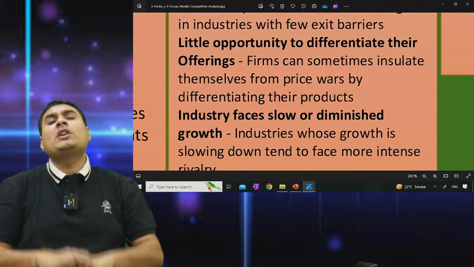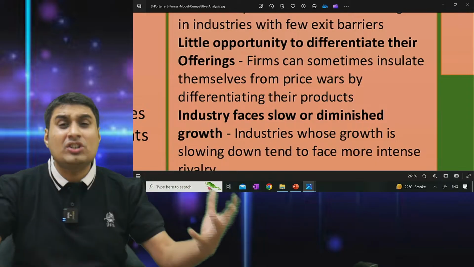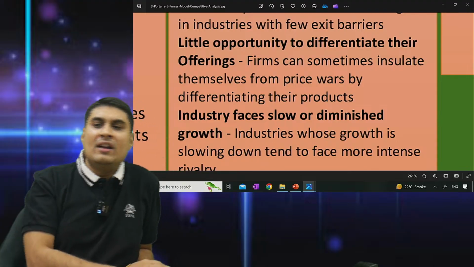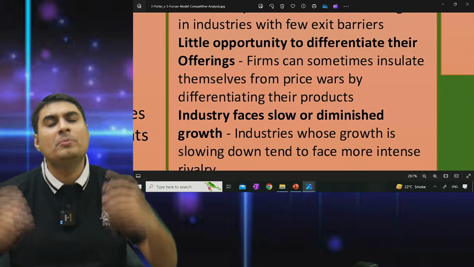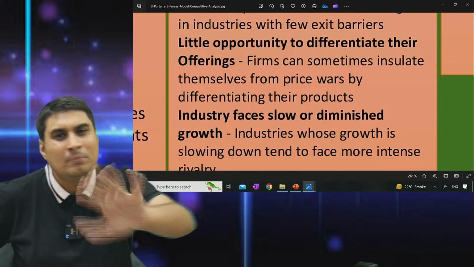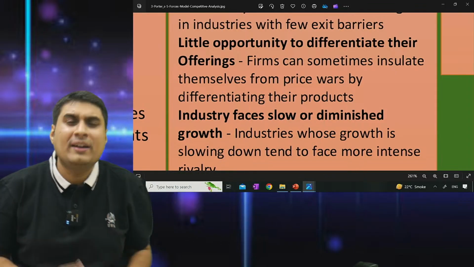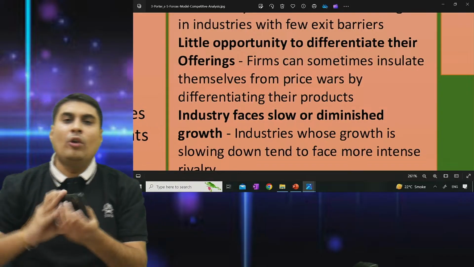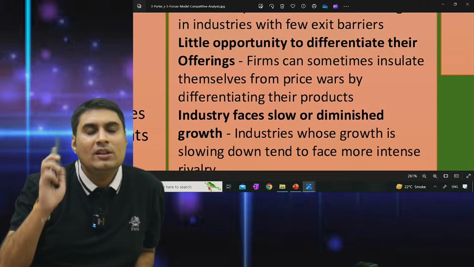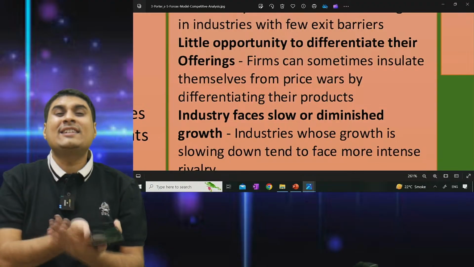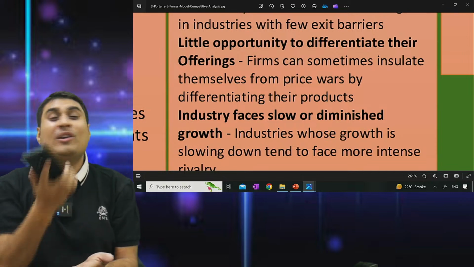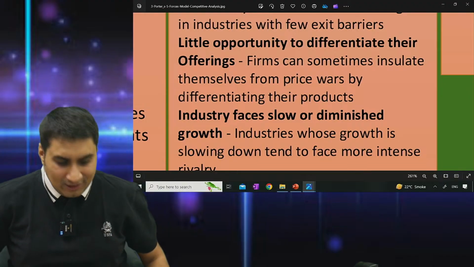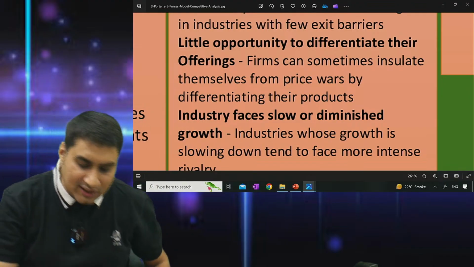Last, little opportunity to differentiate the product. If you cannot differentiate the product, rivalry will always be more. What is differentiate? Make your product different. But if you have a business of petrol, how will you make it different? Ours is more black petrol? No. How can you differentiate in the telecom industry? Can you say in our phone the voice is prettier, like a girl's? No. All phone voice is the same, internet is the same, SMS is the same, Instagram is the same. How will you differentiate? So never go into an industry where differentiation is not possible.